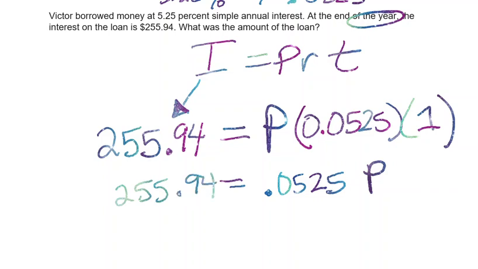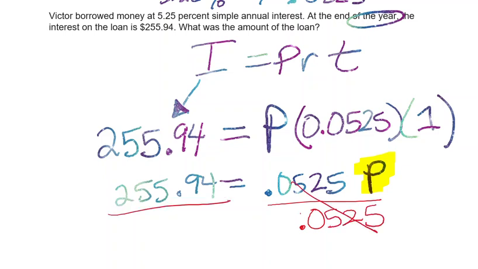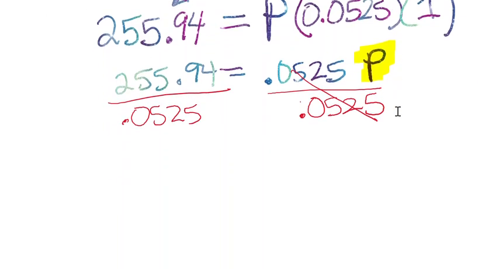equals 255.94. So if I'm using inverse operations to get P by itself, what is the inverse of multiplication? It is divide by the number that's with P. So it's important with division to be sure you're doing the correct order. So we are dividing by the interest rate.